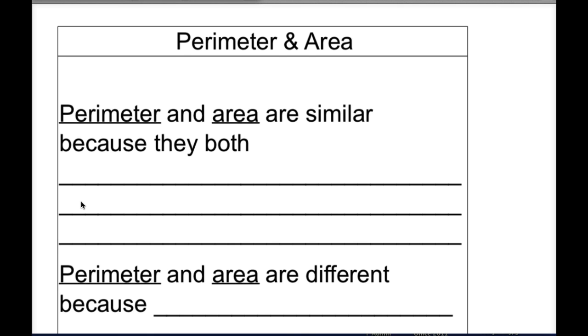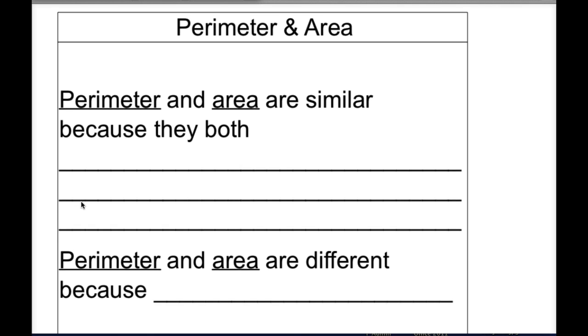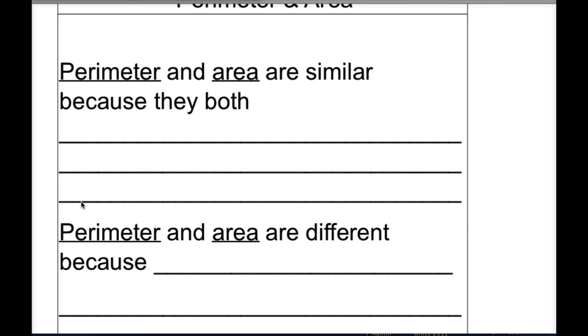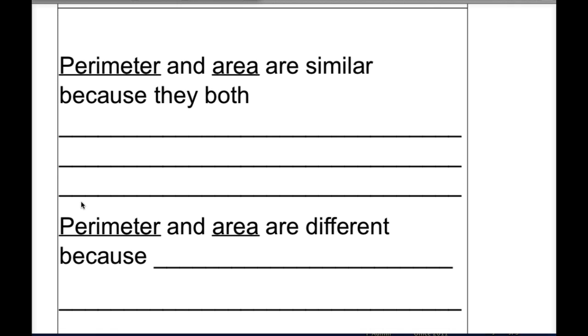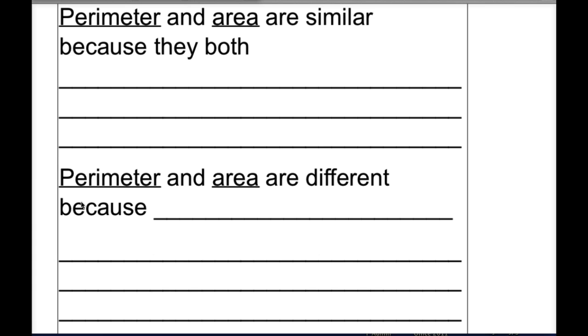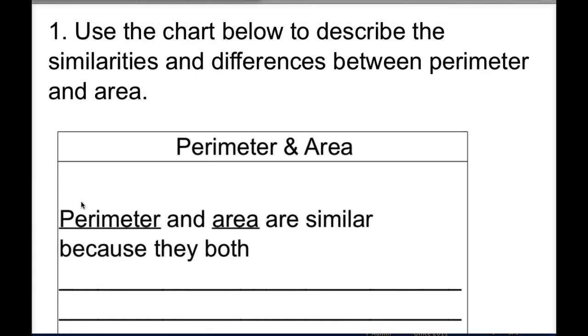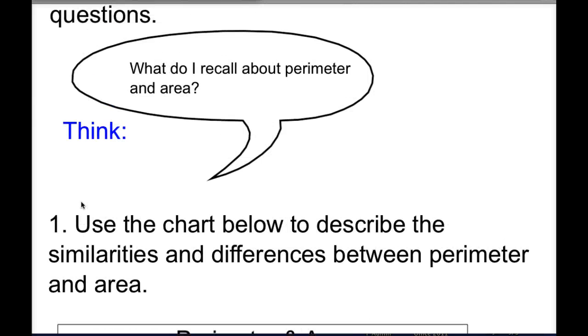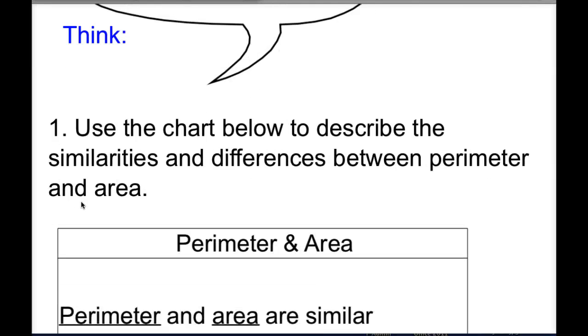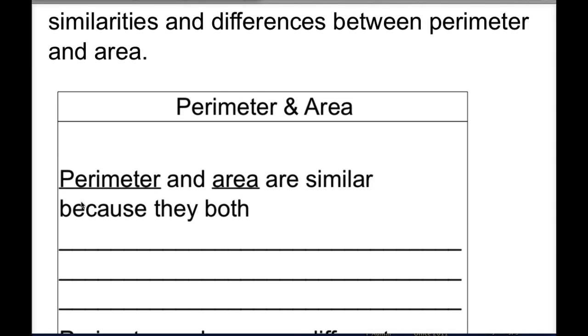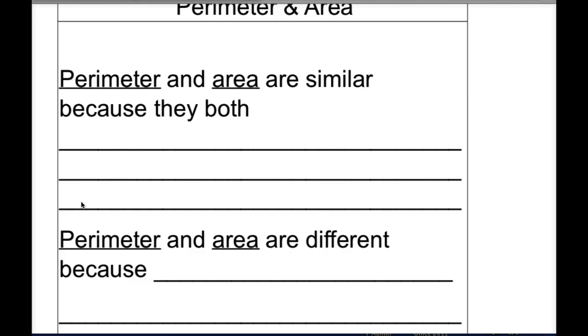And remember, you can go back to this as often as you need to make sure that you have this recorded. And I would like for you to record the chart as well in your journal. So here's what you are working on, recording similarities and differences between perimeter and area. And here is the chart that you will be using to do that.